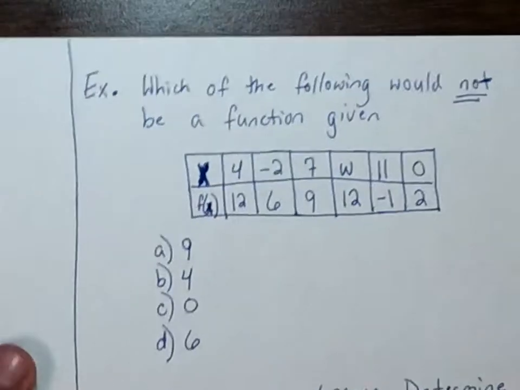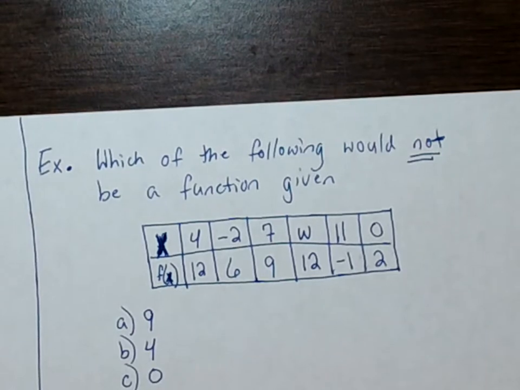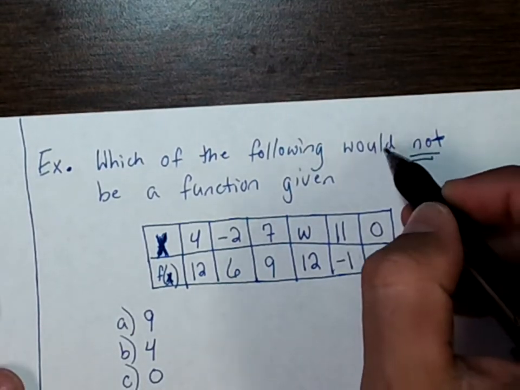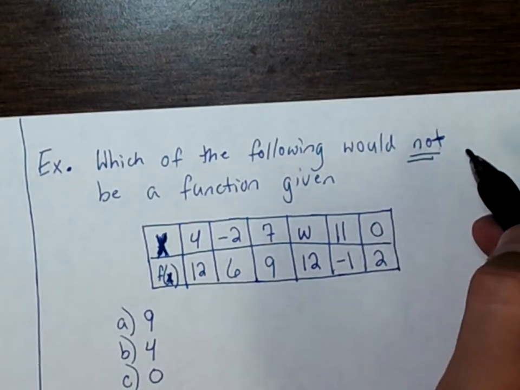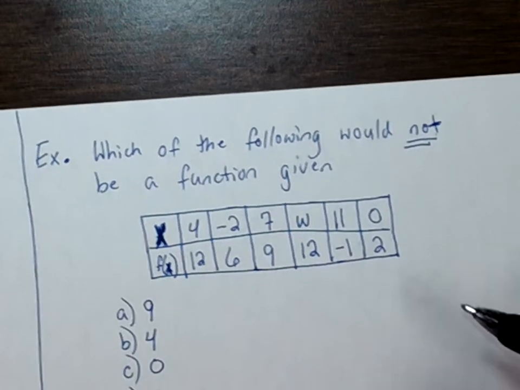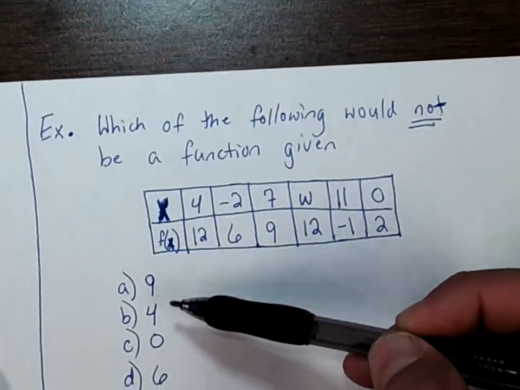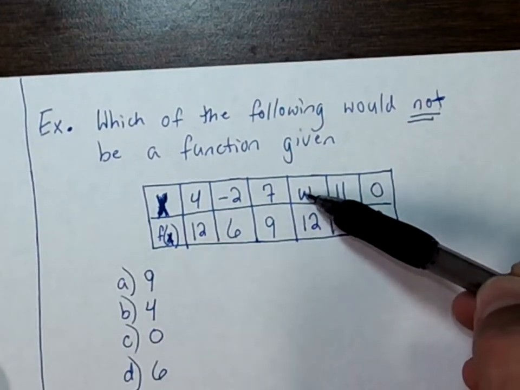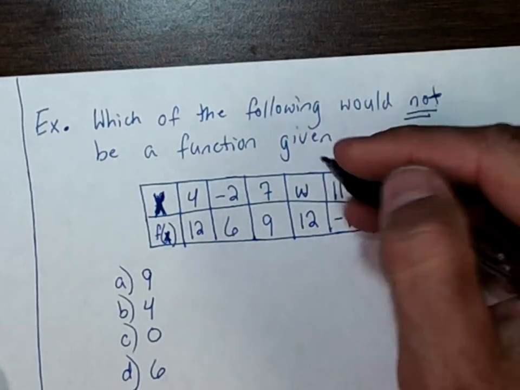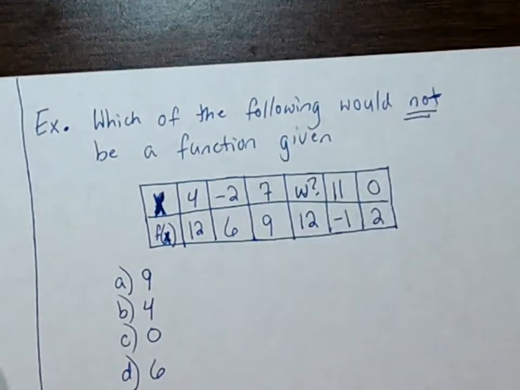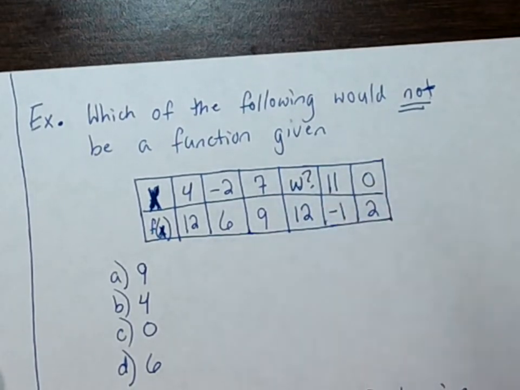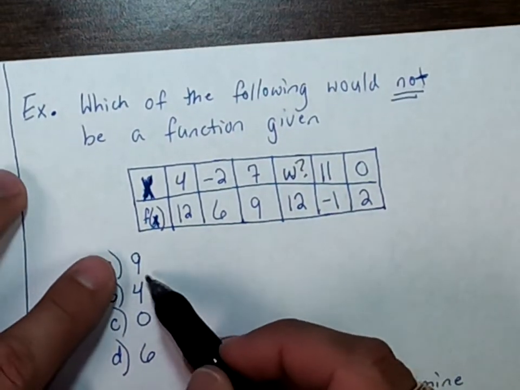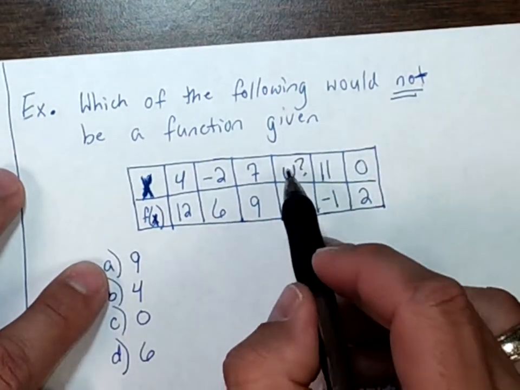Okay. 2 more and we'll be done here. Example: which of the following would not? Key in. Are they going to say would or would not? In this case, it's would not be a function given. So what that means is, if I plug in one of these numbers into W, the unknown value, because that's what we're trying to determine, then which one of these would not make this a function? Well, let's see. If I take 9, and I'll plug 9 in here.